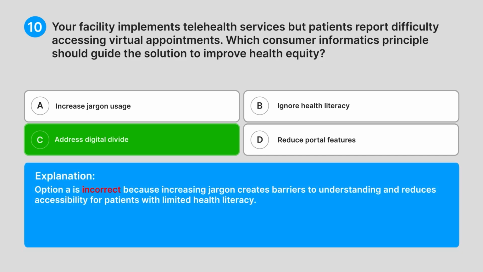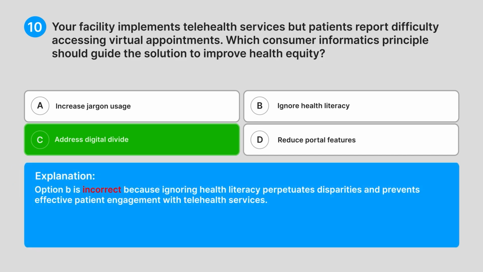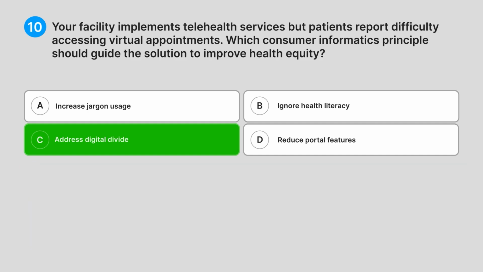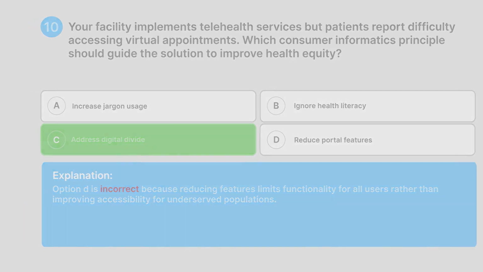Option A is incorrect because increasing jargon creates barriers to understanding and reduces accessibility for patients with limited health literacy. Option B is incorrect because ignoring health literacy perpetuates disparities and prevents effective patient engagement with telehealth services. Option D is incorrect because reducing features limits functionality for all users rather than improving accessibility for underserved populations.